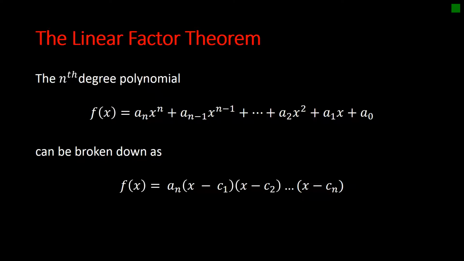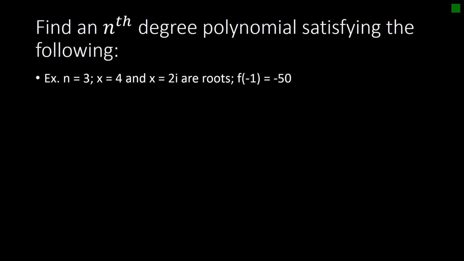So the linear factorization theorem tells us that if we have an nth degree general polynomial, it can be broken down as this: a sub n, which is the same leading coefficient that we have in the general polynomial, times x minus c sub 1 times x minus c sub 2 all the way to x minus c sub n. So it can be broken down into n factors where a sub n is the leading coefficient in front of those factors. Let's look at an example.